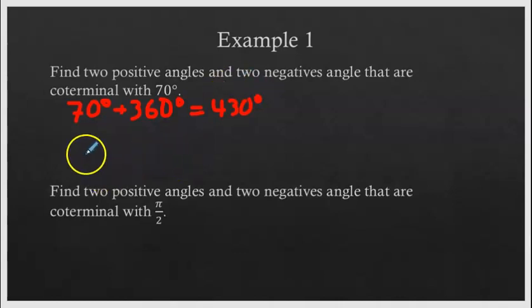If we want to find a second coterminal angle, then I can go back to my original number, the 70, and instead of adding 1 times 360, I can add 2 times 360. So any multiple of 360 will give me a coterminal angle if you add or subtract it. Well, 2 times 360 is 720, and the 720 plus 70 is 790.